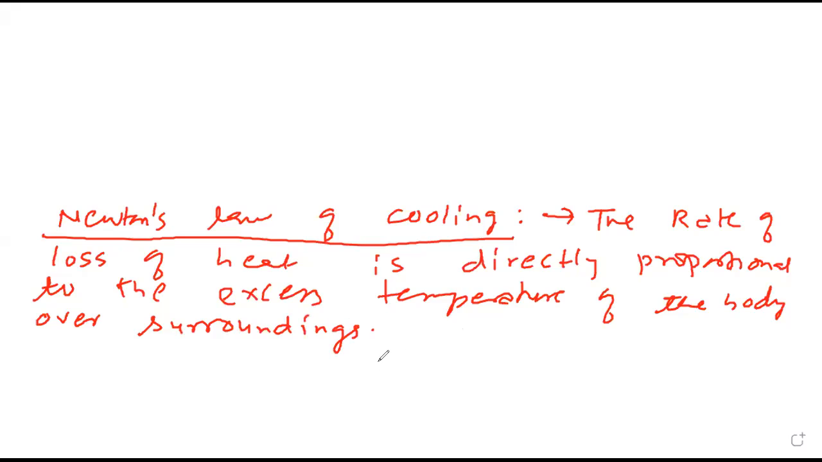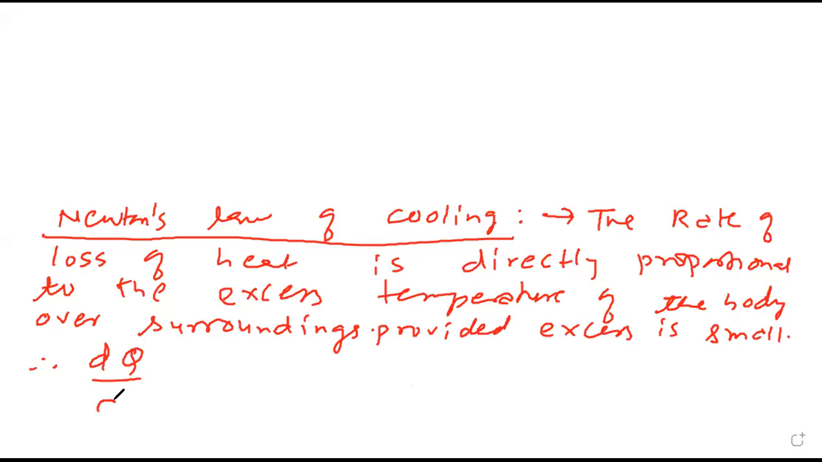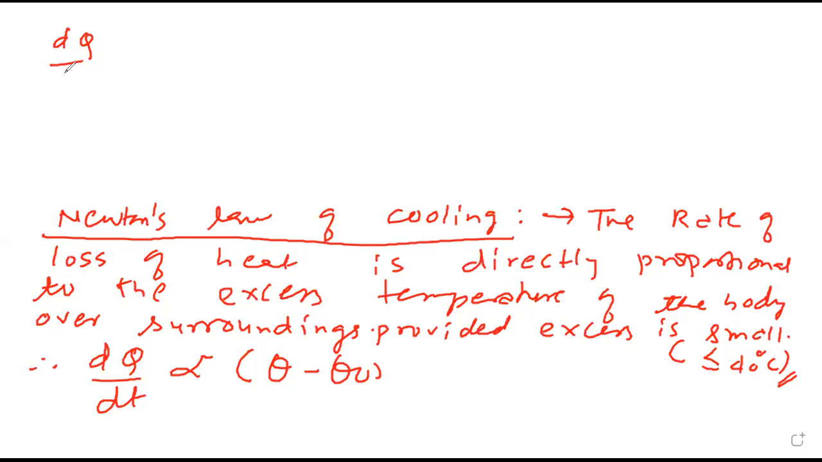The rate of loss of heat is directly proportional to the excess temperature of body over surroundings, provided excess is small. Therefore, dQ by dt is directly proportional to excess temperature. Provided excess is small, it should be less than or equal to 40 degrees. So dQ by dt is some constant into theta minus theta naught. Just copy this much. This is our Newton's law.